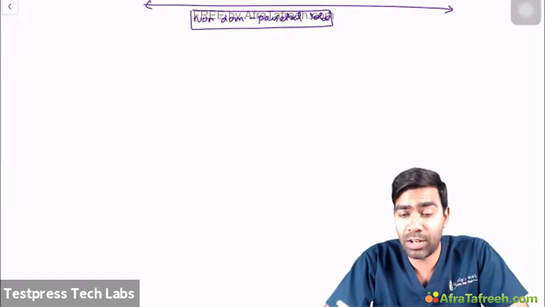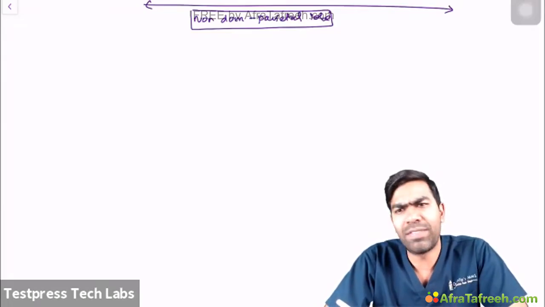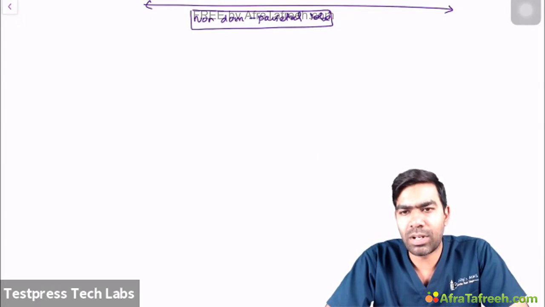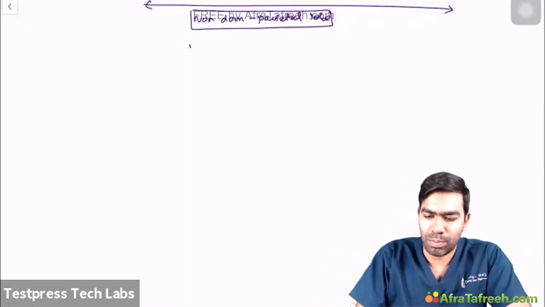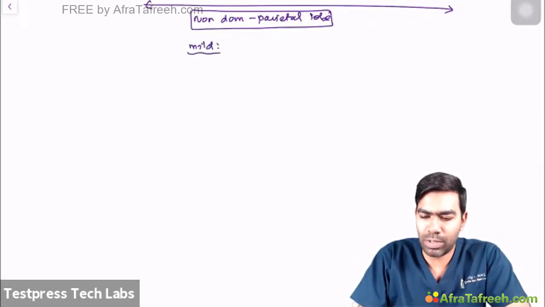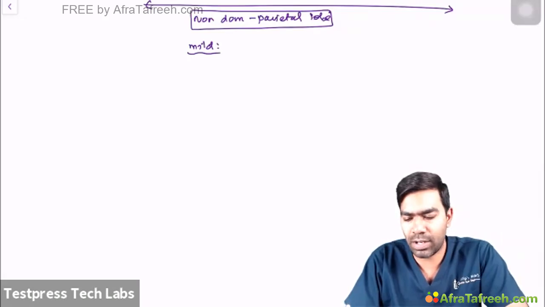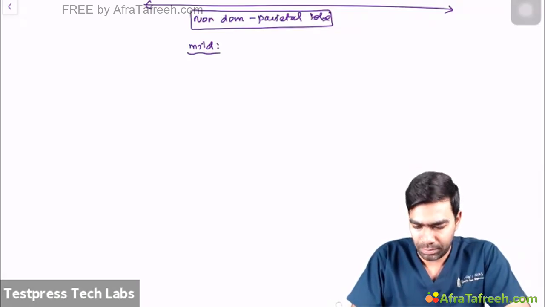So in a non-dominant parietal lobe lesion, what are you going to get? Hemifacial neglect. Remember, the idea is to understand that the patient will have some kind of neglect on the left side. So milder forms of non-dominant parietal lobe involvement may have something called the extinction phenomenon.